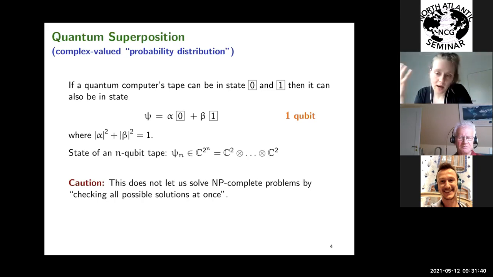So when you design quantum algorithms, you need to take care so that the amplitudes you want amplify each other and the unwanted ones cancel out. Okay.